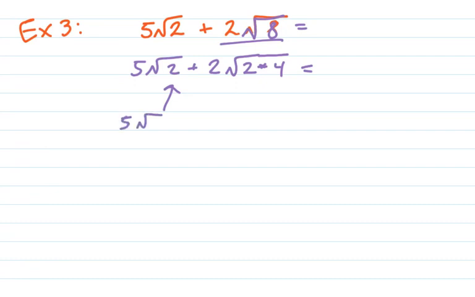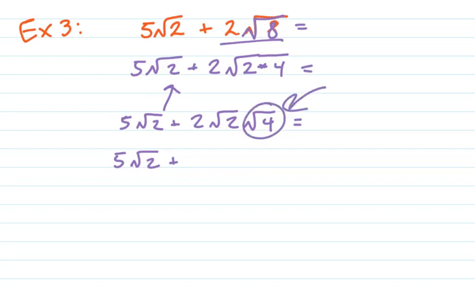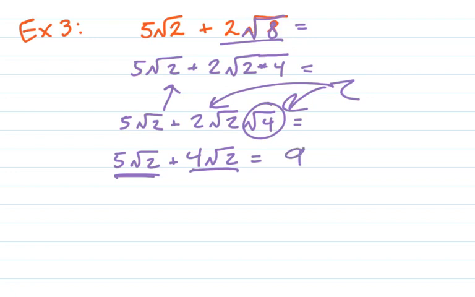I'll have 5 square root of 2 plus 2 times the square root of 2 times the square root of 4. If I rewrite that again, the square root of 4 is 2, and 2 times 2 is 4, so this is 4 square root of 2. I have 5 square roots of 2, and I'm adding 4 more to them, so I have 9 in total. So my simplified answer is 9 times the square root of 2.